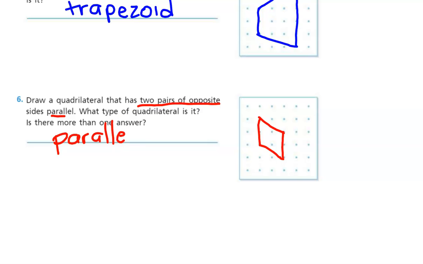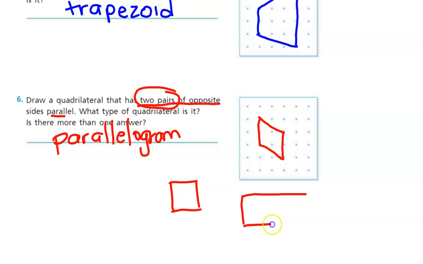But what they're giving you an example of is if you had chosen to draw something with 2 pairs of opposite sides that are parallel, you could have also drawn maybe a square, or you could have drawn a rectangle. It doesn't matter. Those still have 2 opposite sides that are parallel. Mine doesn't totally make a rhombus, but you could even try to draw a rhombus too, okay?